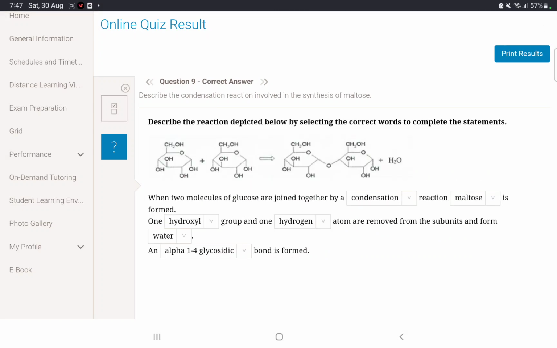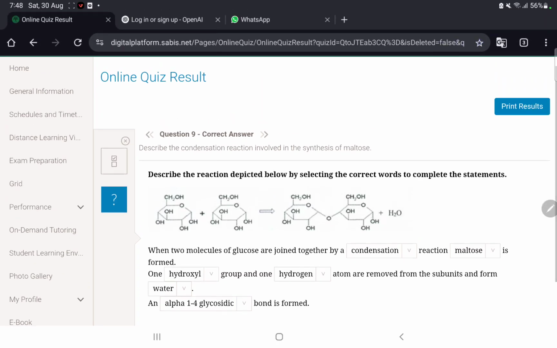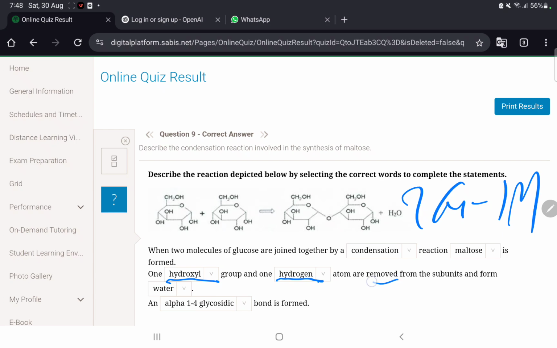One hydroxyl group and one hydrogen atom are removed when two molecules of glucose are joined together by a condensation reaction. Guys, please remember condensation, joining together. Okay, maltose is formed. So 2 glucose equals 1 maltose. One hydroxyl group and one hydrogen atom are removed from the subunits and form water.